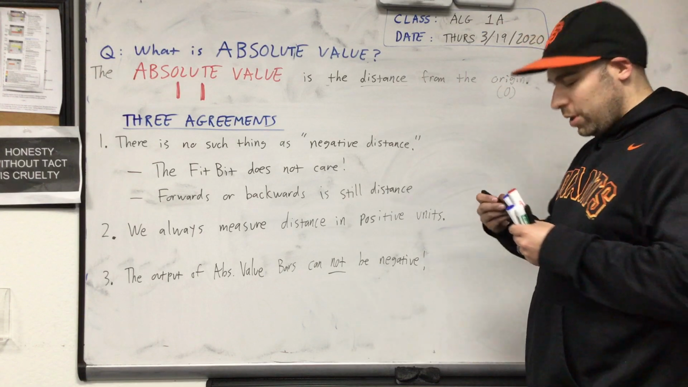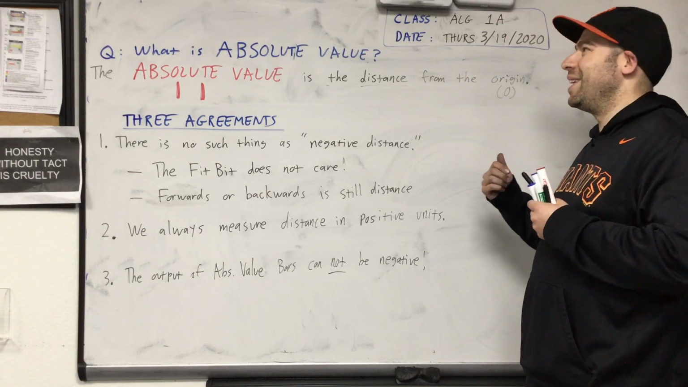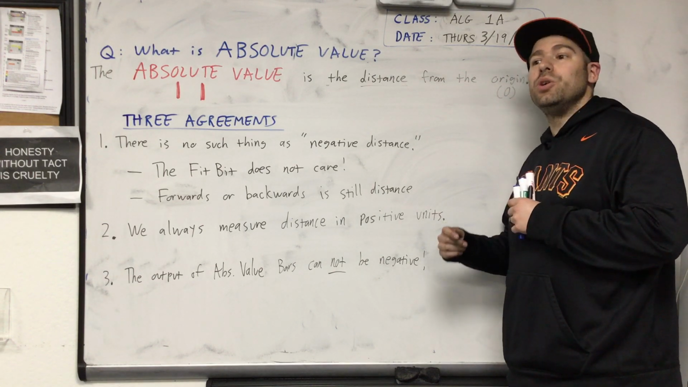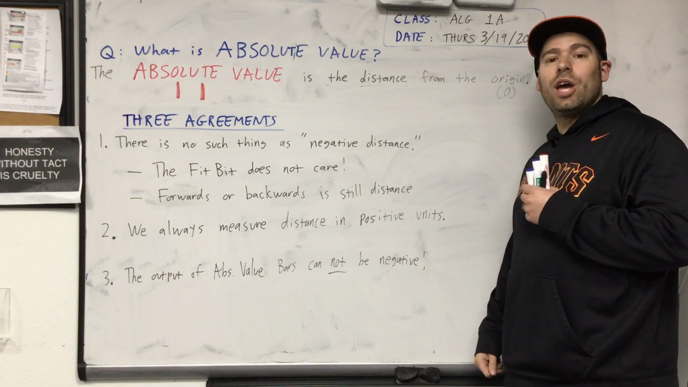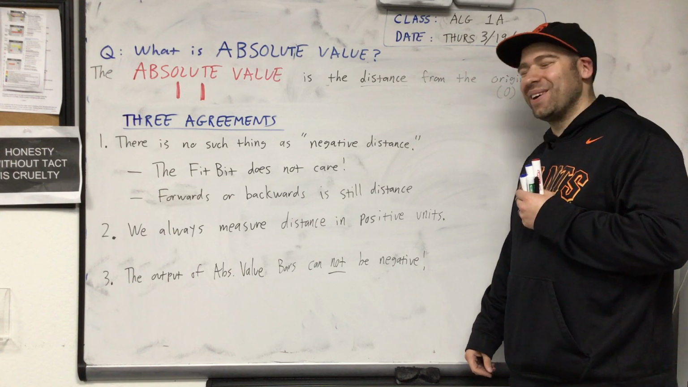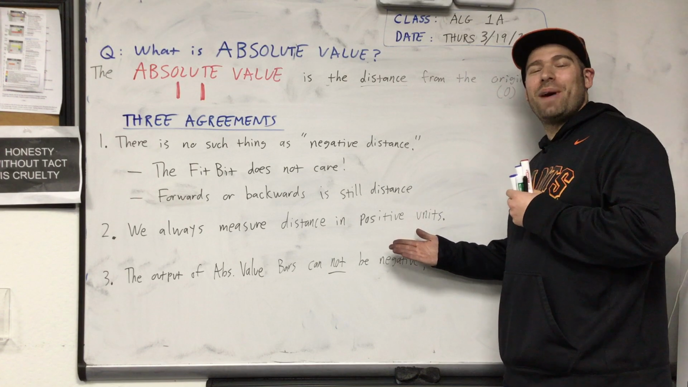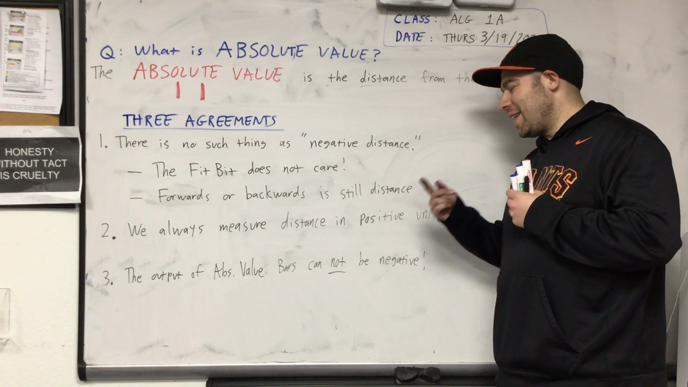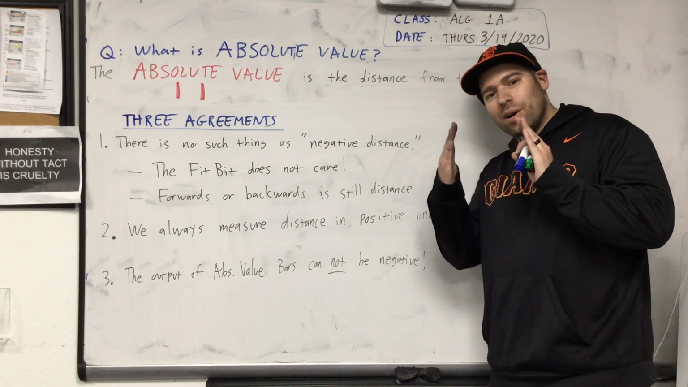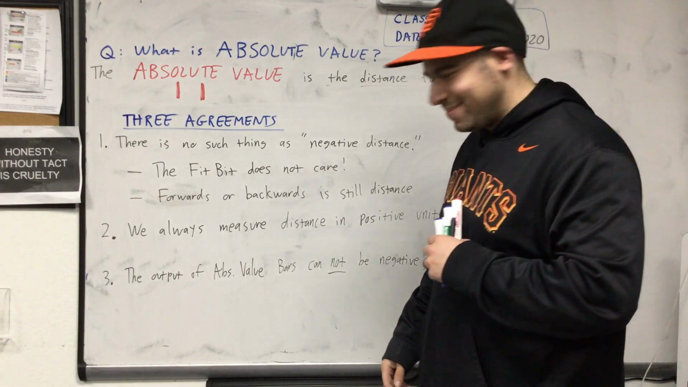Okay, so these 3 agreements are super important to know for the next 2 days. There's no such thing as negative distance. And just to clarify, you can go forwards, you can go backwards, but you're still gonna get tired. You're still gonna use energy. You're still gonna burn gasoline. We always measure distance in positive units. And the absolute value bars can never be negative. Anytime you have bars equaling a negative number, that's a no-go, sir or ma'am.